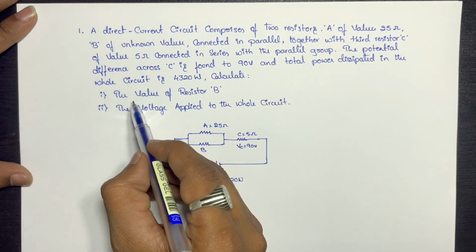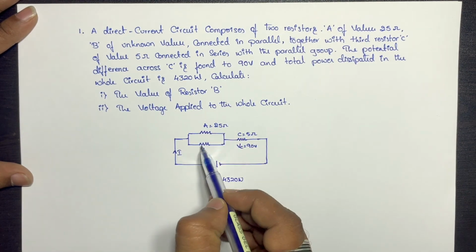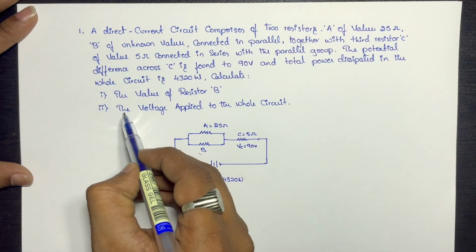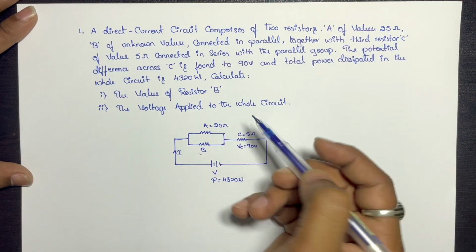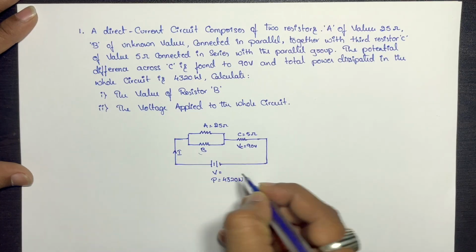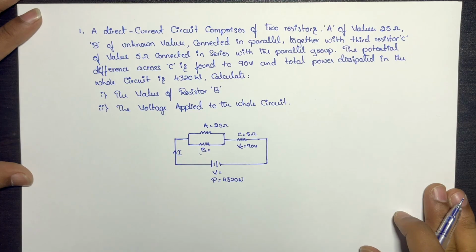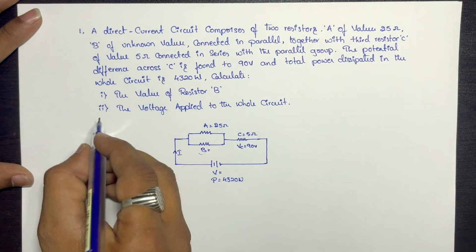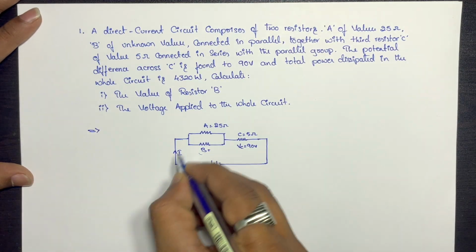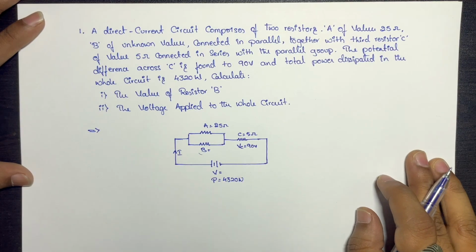We need to calculate the value of resistor B, which is unknown, and the voltage applied to the whole circuit. We need to calculate V. These two are the unknown parameters that we need to identify. Let us solve this problem. Now we have the circuit connected.